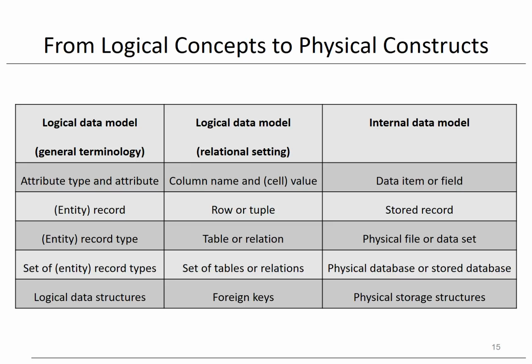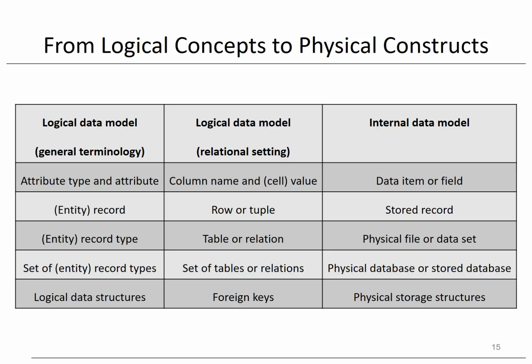The corresponding physical concepts are represented in the last column. A data item, also called field, is a collection of bits or characters that represents a specific value on a physical storage medium. A stored record is a collection of data items that pertain to the same real-world entity and that represent all attributes of this entity. In this way, it is the physical representation of a tuple in a relational table.